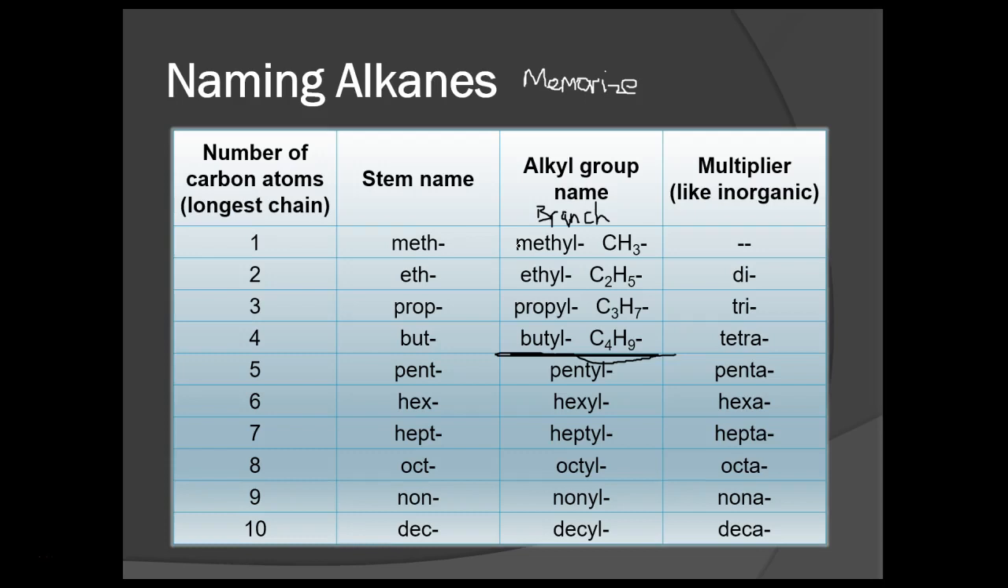It's just meth, eth, prop, bute, etc. The multiplier column here is dealing with when we have more than one of the same entity on the compound. So for example, if we had 2 1-carbon branches, that would be dimethyl. If we had 3 1-carbon branches, that would be trimethyl. I hope that makes sense.